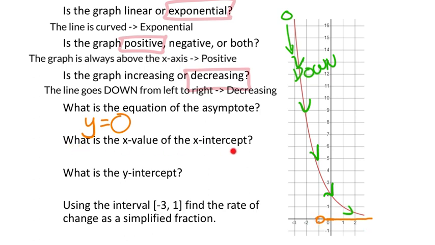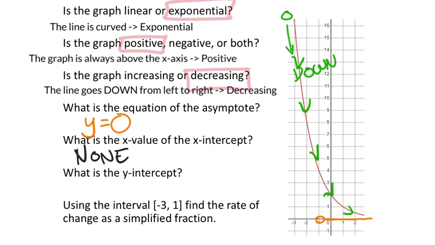Next up, what is the x value of the x-intercept? Now, if we wanted an ordered pair, the y value would be 0, but just the x-intercept for this one. But since this line will never actually cross over the x-axis, that means this one doesn't have an x-intercept. So this one, just like the example we did before, has no x-intercept.